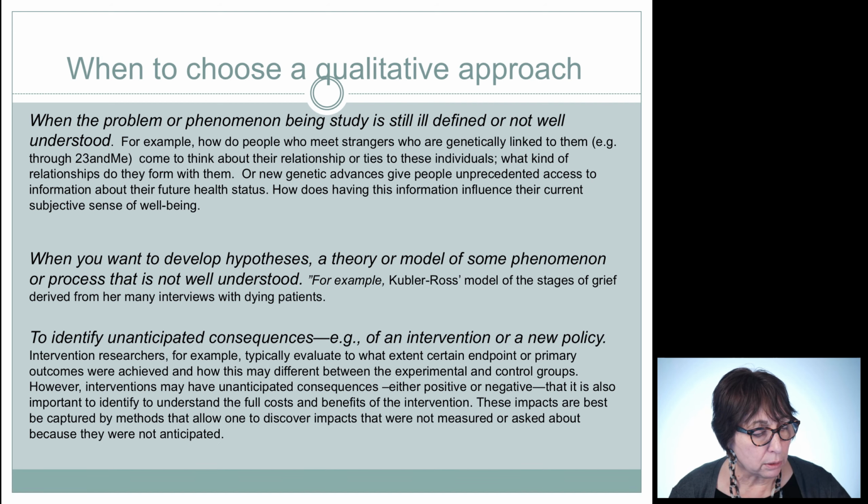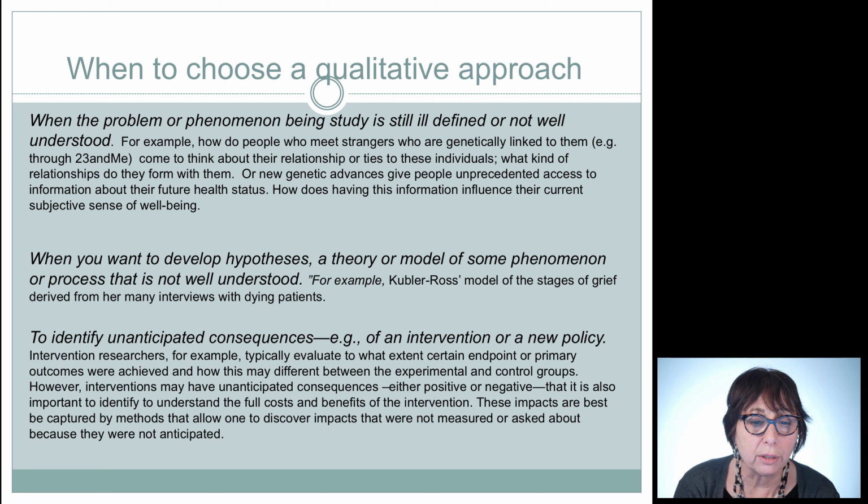So now, when is the choice of a qualitative approach the right one? Well, as I mentioned, qualitative researchers are very interested in discovery. So when a problem or a phenomenon being studied is still very ill-defined or not well understood, that is usually an opportunity for a qualitative study. For example, how do people who meet strangers who are genetically linked to them come to think about their relationship or ties to these individuals? So, for instance, through 23andMe, people are able to come into contact with others who essentially, up till this point, have been strangers to them, but they are genetically linked.